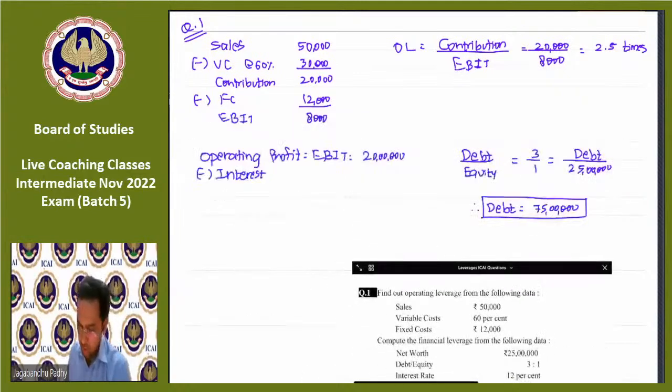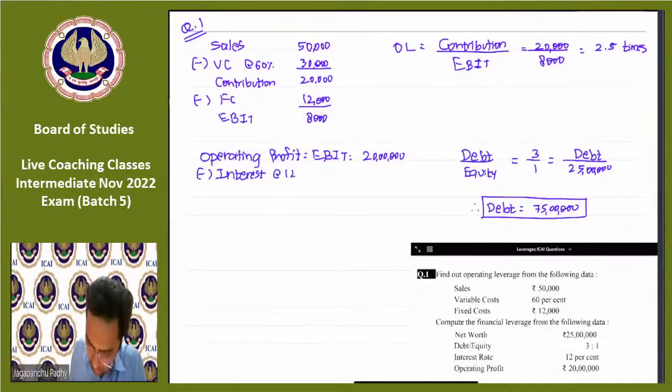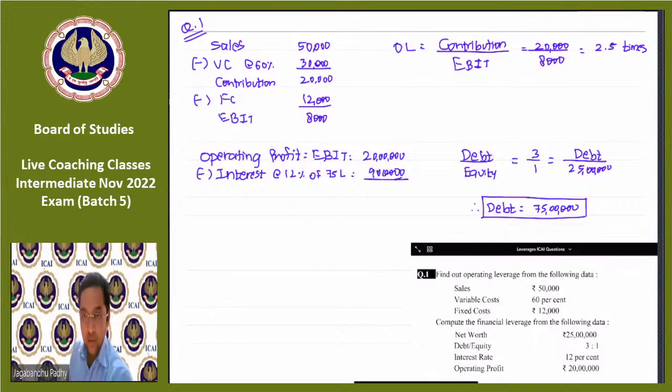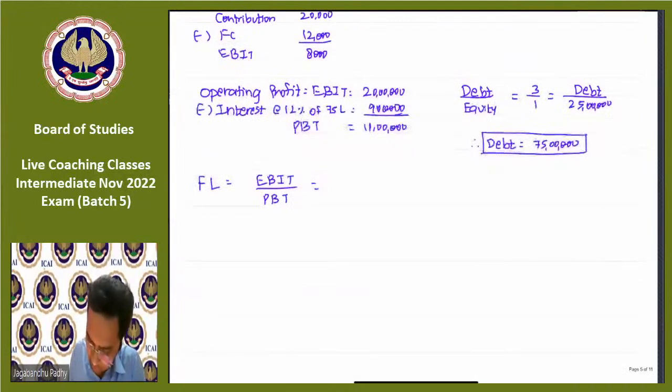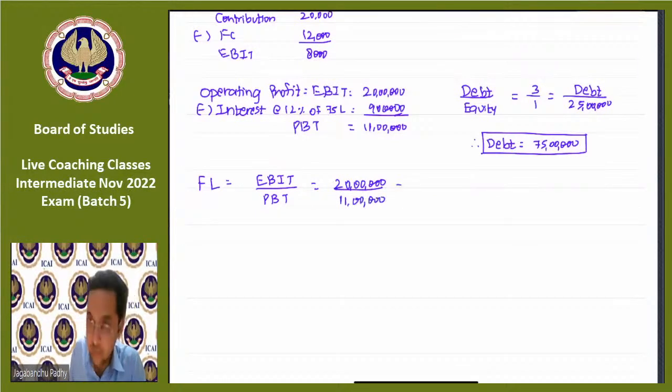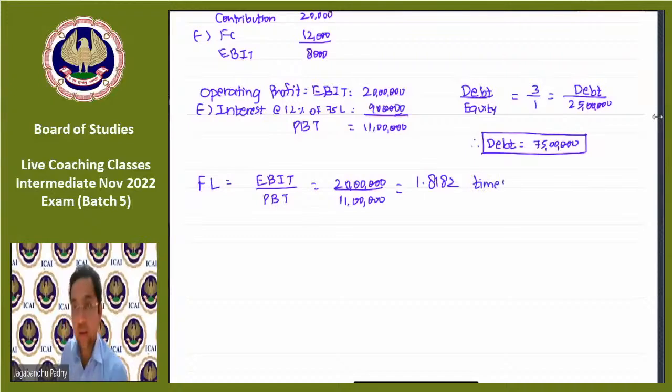Now on this debt, we are going to pay an interest at the rate of 12% of 75 lakh, right? So interest works out to be 9 lakh. We get a profit before tax of 11 lakh. Now talking of the financial leverage, the financial leverage is EBIT upon profit before tax. That translates to 20 lakh divided by 11 lakh, which is 1.8182 times. Always remember it to be measured in times.